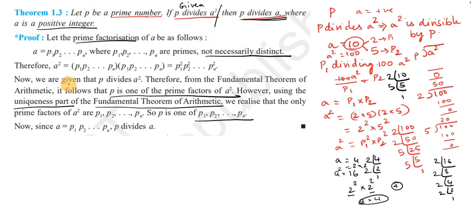So I hope you understood this theorem 1.3. Based on the statement of this theorem, we will be proving why a few numbers are irrational. That we will be doing in the next video.